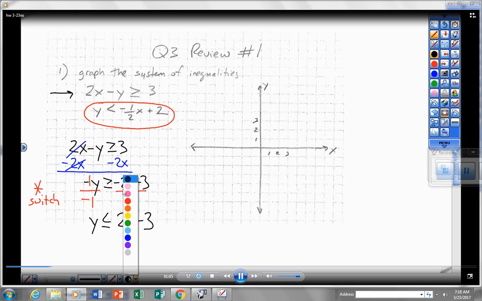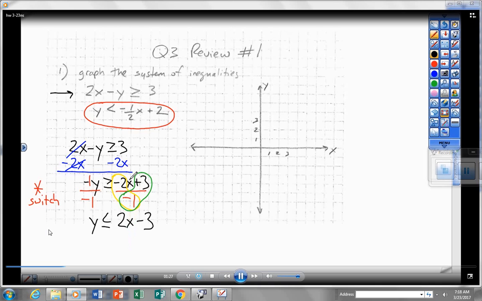Because remember, negative 2 divided by negative 1 is positive 2. 3 divided by its own little negative 1 gives me negative 3. So that is 2x minus 3. Now, I'm going to graph both inequalities and see where the shading areas intersect.